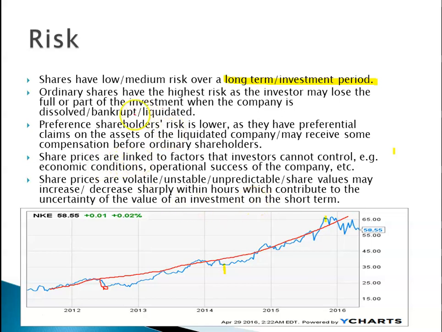Now later on we will do preference shares and all of those things and why their risk is lower. But for now, this is what I want you to see, the risk factor for shares and why it is for a long-term investment period. Over the short term, risks can be quite high when you buy shares.